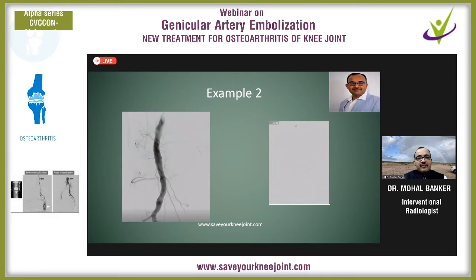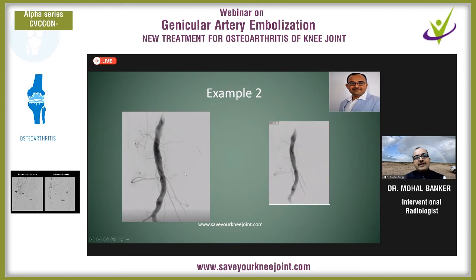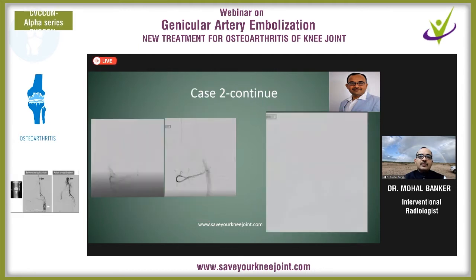This is another example while we are taking a shoot into the superficial femoral artery. These genicular arterial branches appear, but it's very difficult to define the hypervascularity. For that we have to do the selective angiography.